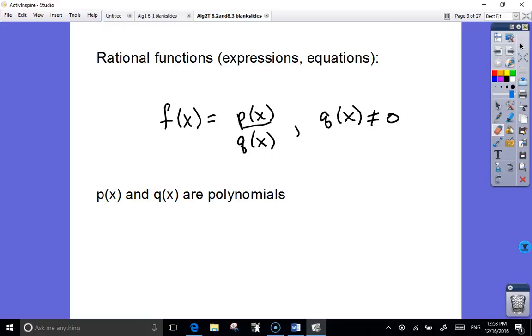So rational functions. Remember, the word rational means fractions. So now we're dealing with functions that are fractions. We kind of did a little bit of that when we were dividing in the function operations. We divided. So f of x equals p of x over q of x, a polynomial in the numerator and a polynomial in the denominator. Notice that q of x, the denominator, does not equal 0. Again, that stops us from dividing by 0, which we're not allowed to do. The p of x and the q of x are polynomials.